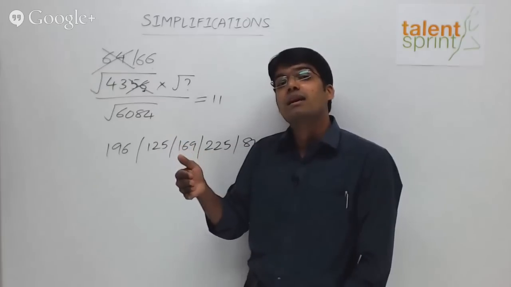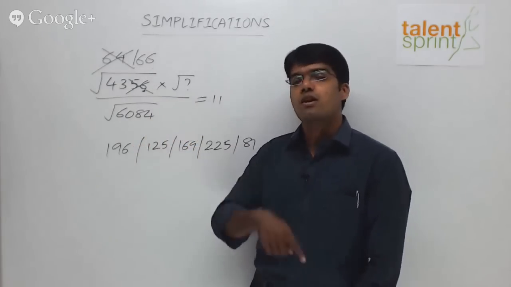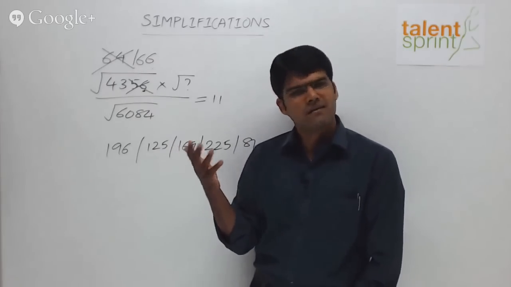What is 75 square? 5625. This is more than 5625. So I can say 72 cannot be the answer. Answer has to be more than 75, which is 78.